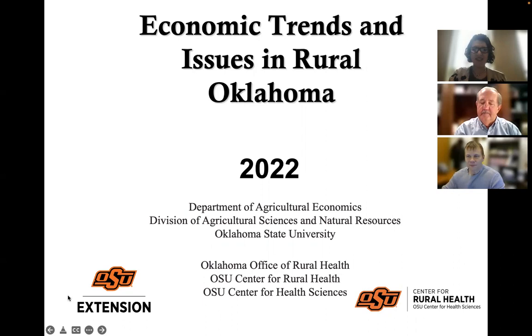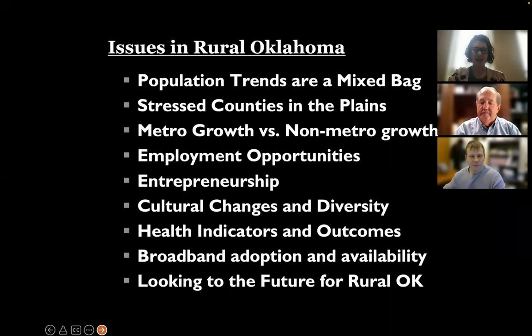All right, well, let's get started. This is just an outline of our presentation. We'll start off talking about population trends in Oklahoma. It's a mixed bag. Some places are growing, some places are declining. But just overall, what does that look like? Stress counties in the plains, metro growth versus non-metro growth here in Oklahoma, employment opportunities, entrepreneurship, cultural change and diversity, health indicators and outcomes, broadband adoption and availability, and then looking towards the future.